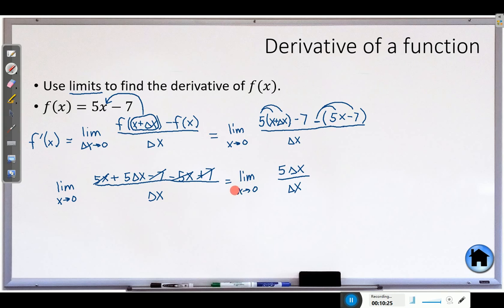Now we still cannot plug in, oops, I forgot my deltas there, didn't I? Put a delta there, please, and there, and there. I got ahead of myself. We still cannot plug in 0 for delta x because that gives us a 0 in the denominator. But thankfully, those delta x's cancel out, so the delta x doesn't even matter, and we are left with 5. And hopefully you can see that yes, the derivative of 5x minus 7 is in fact 5 because you know the shortcuts. But we just used the limit definition to show that that is indeed true.